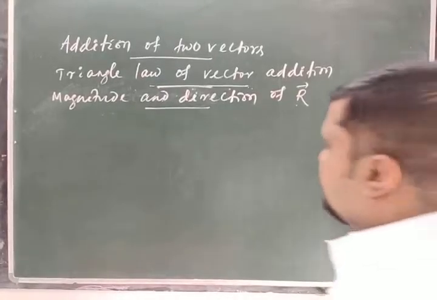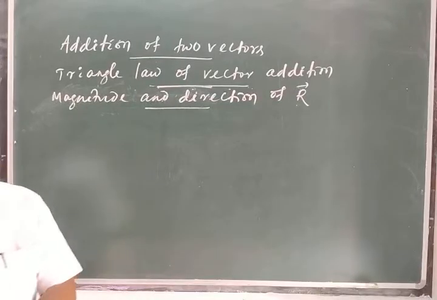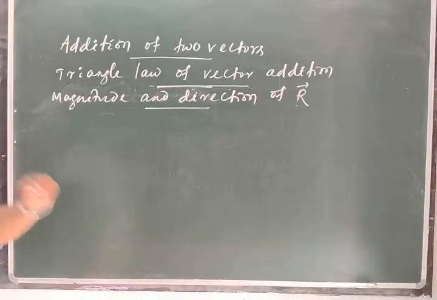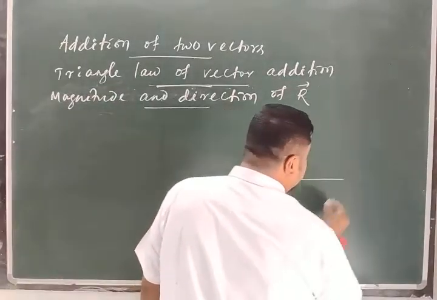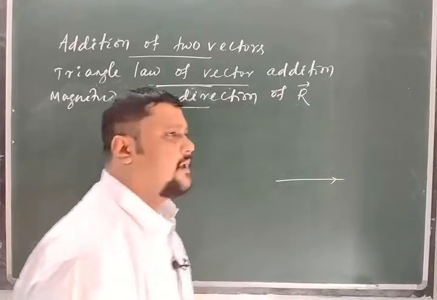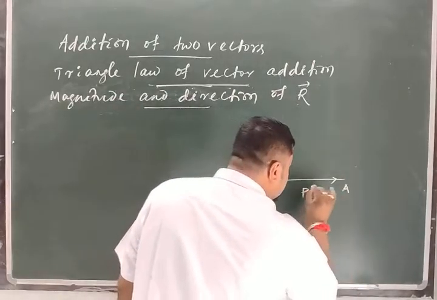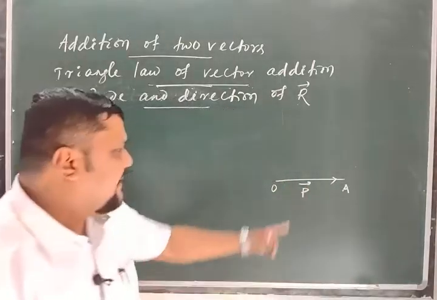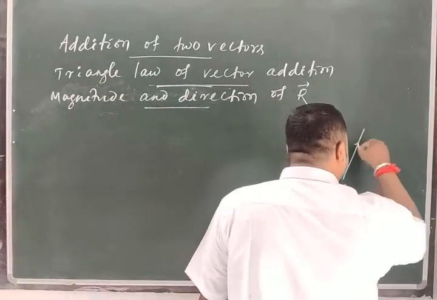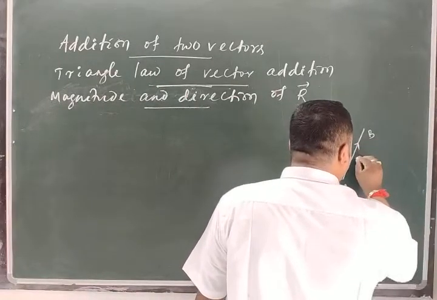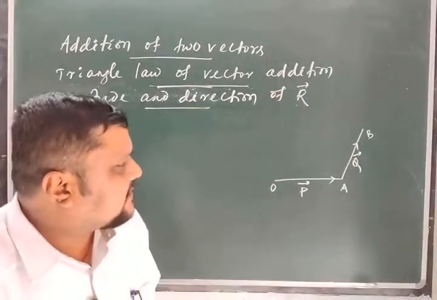Okay, now if I go for the magnitude and direction of this R, how to find the magnitude and direction of this R? Let us consider two vectors like this. One vector OA is represented by the vector P. Another vector AB is represented by the vector Q.